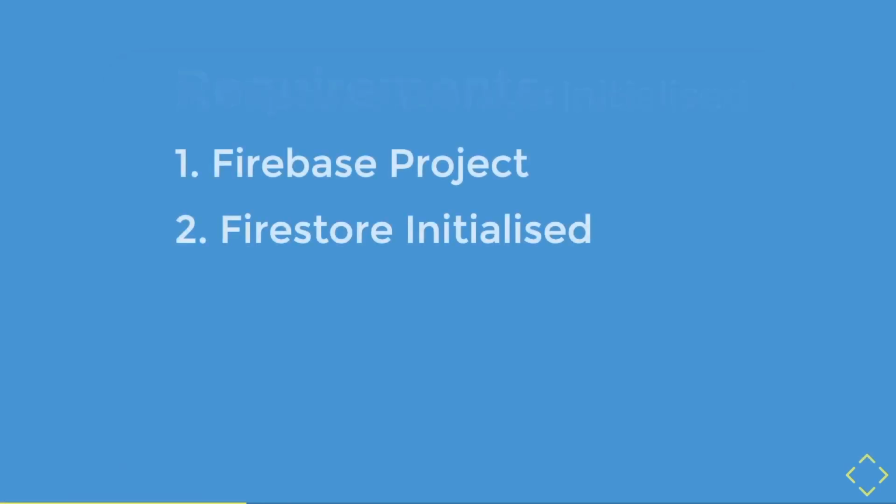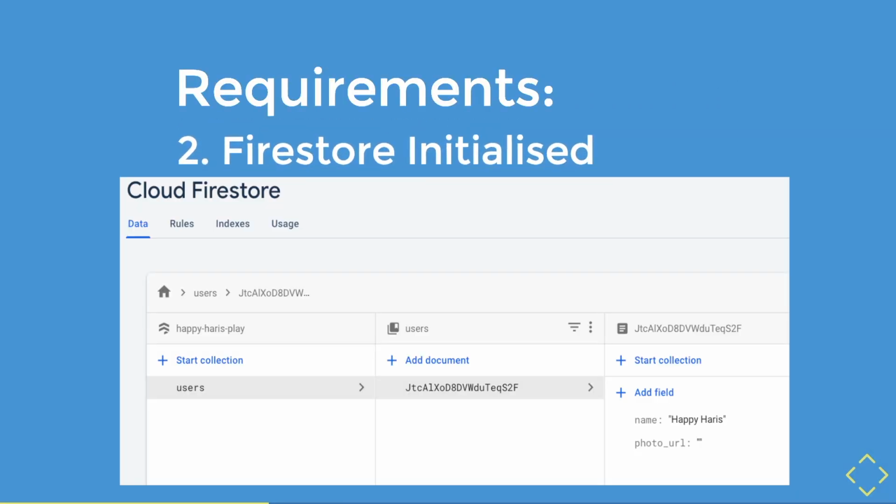The next thing that you need to do is to have Firestore initialized in your Firebase project. And in the Firestore, you need to create a collection called users and add a document with an auto-generated ID with the fields name and photo URL. So we need all of these fields in this tutorial.